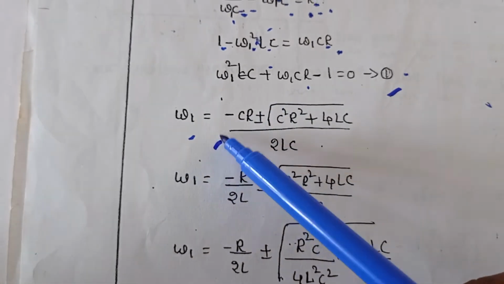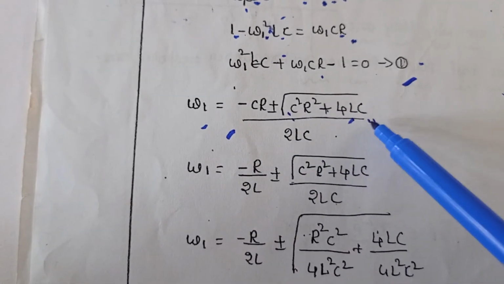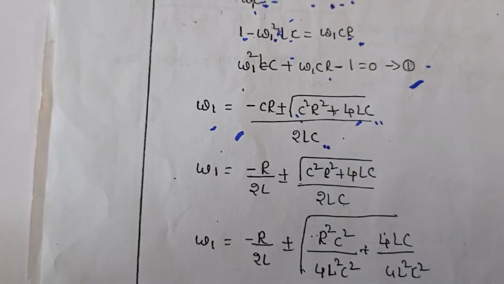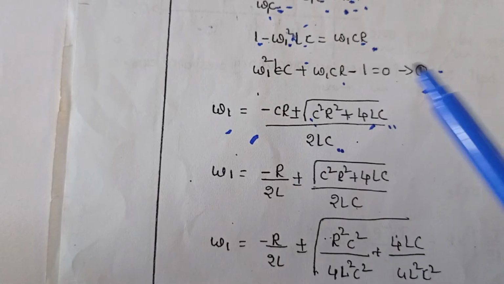We will get omega 1 equal to minus CR plus or minus root of C square R square plus 4 LC, divided by 2 LC. Okay, simply move all terms to this side.